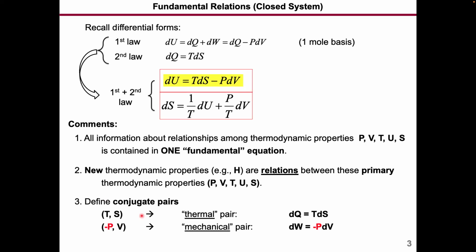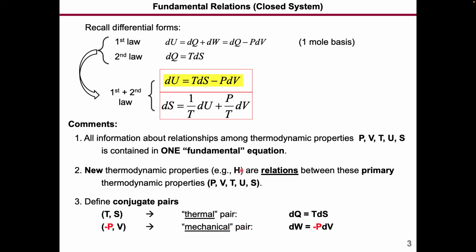Conjugate pairs, T and S, we call it a thermal pair because it's related to heat, right? So dq is equal to TdS. So T and S is a thermal pair. And then here you can see minus P and V. Usually we call this a mechanical pair because it's related to the mechanical work the system is performing, right? dW is equal to minus PdV. Okay, so P and V are a conjugate mechanical pair.